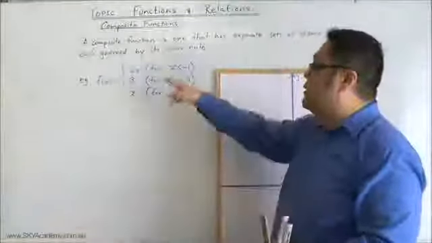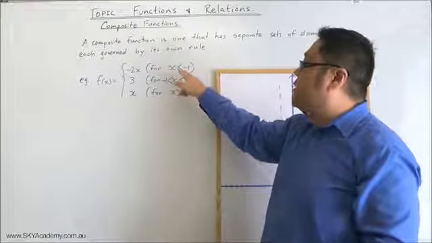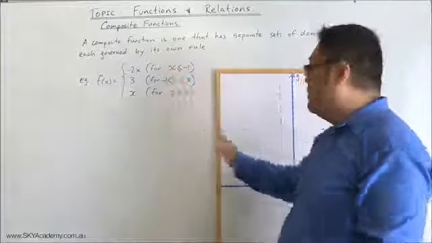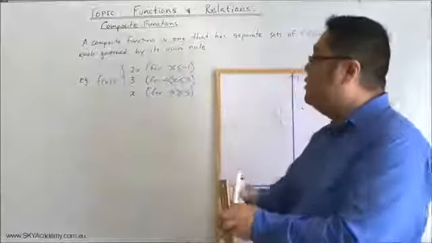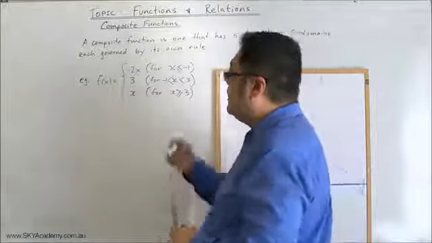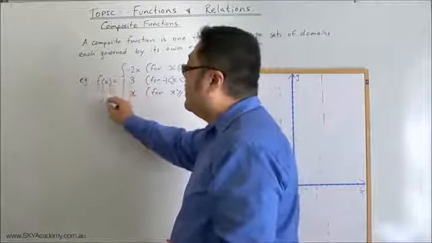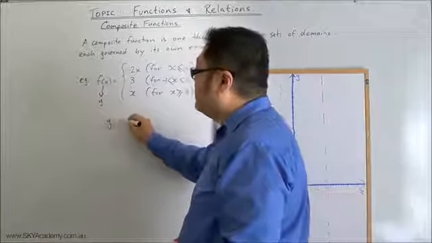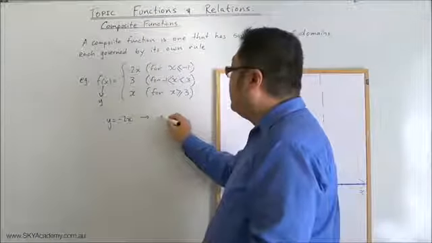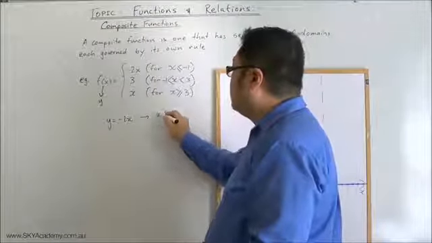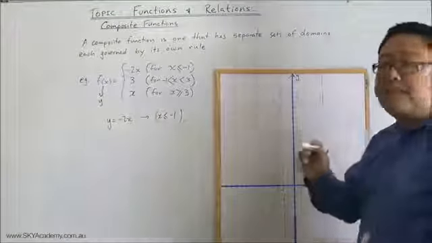Step number two is I would graph this bit. All right, so for the bit that's below minus 1, or to the left of minus 1, the graph would be equal to y is equal to negative 2x. So you can think of f of x as being y, so y is equal to negative 2x. All right, and that's for the domain x is less than or equal to minus 1. So let's have a think about what that would look like.